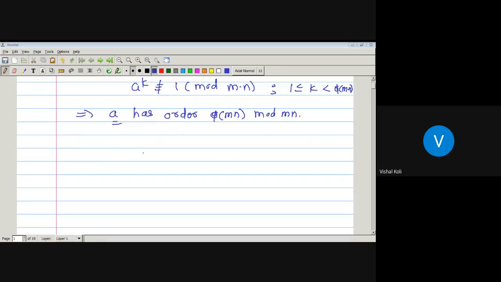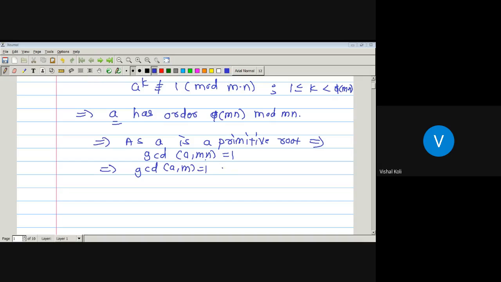Now as a is an integer which is a primitive root of mn, which implies GCD of a, mn must be equal to 1. Again, we know that for any three integers a, b, c, GCD of a, bc will be equal to 1 if and only if GCD of a, b is 1 and GCD of a, c is 1. As here GCD of a, mn is equal to 1, which implies GCD of a, m is equal to 1 and GCD of a, n is also 1.